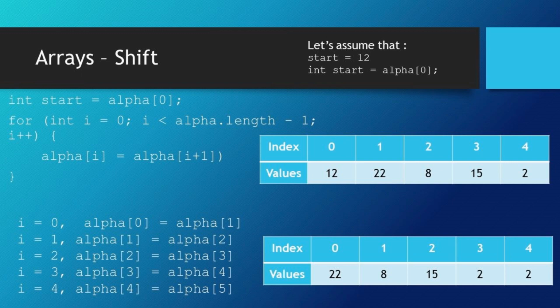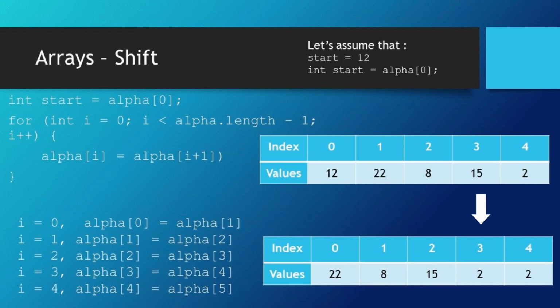Alpha sub 2 gets the value at alpha sub 3, which is 15. 15 is copied into alpha sub 2. I is incremented to 3. Alpha sub 3 gets the value at alpha sub 4, which is 2. So 2 is copied into alpha sub 3. I is incremented to 4. Alpha.length is 5. 5 minus 1 is 4. 4 is not less than 4, so we exit the loop.